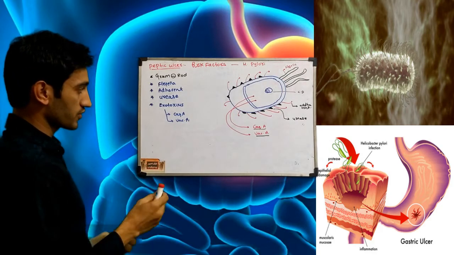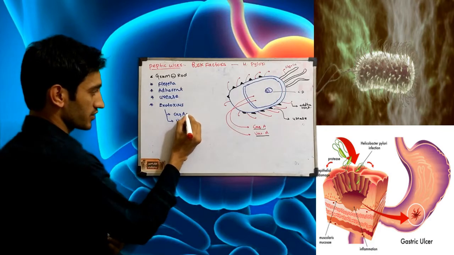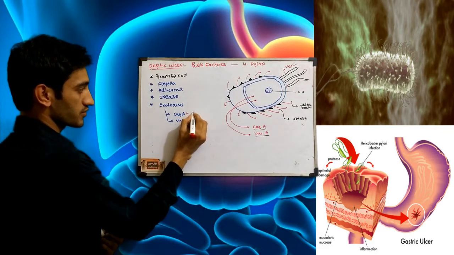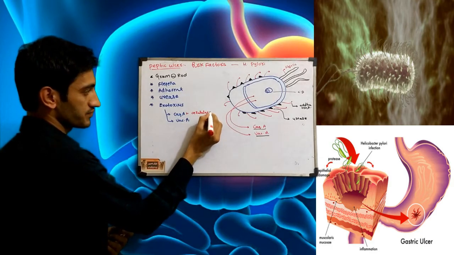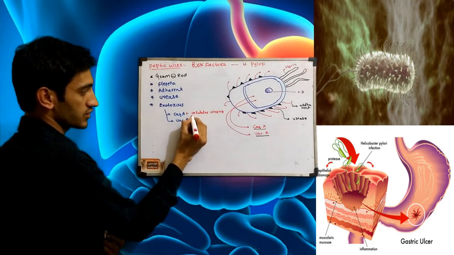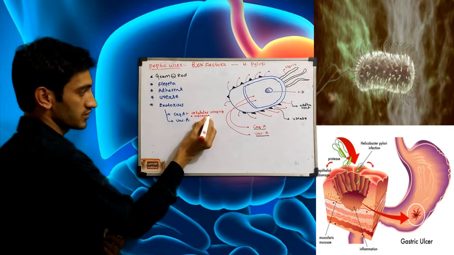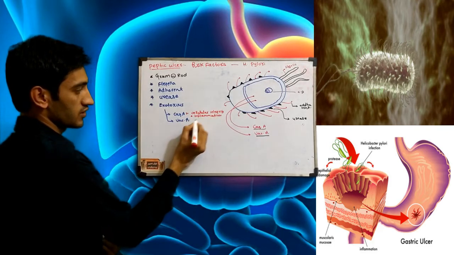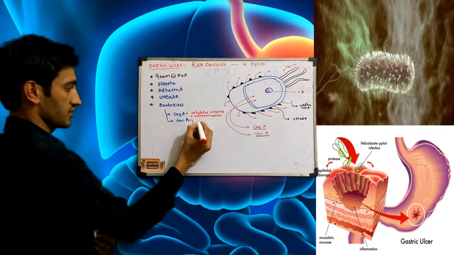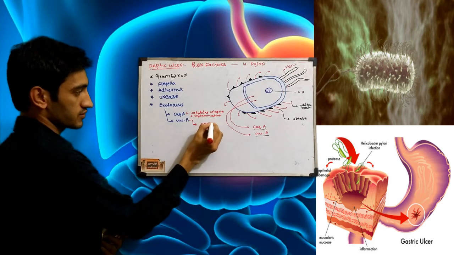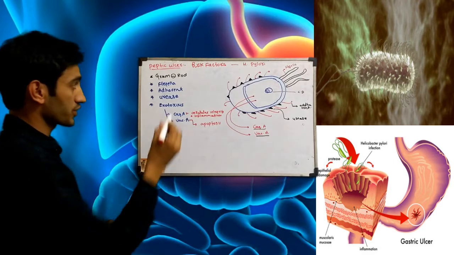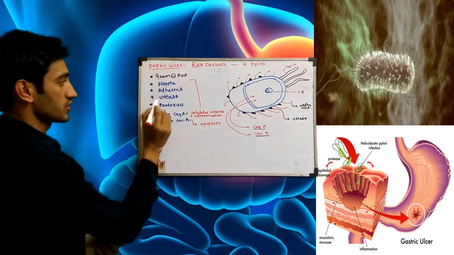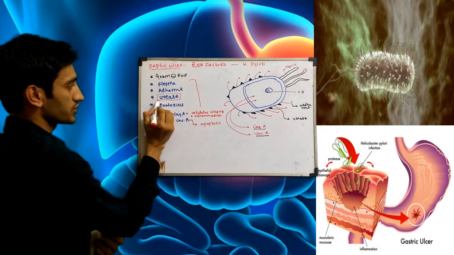Now what is the function of CagA and what is the function of VacA? CagA disrupts or destroys the cellular integrity and causes inflammation, promoting the inflammation, and VacA causes the apoptosis of epithelial cells. Now very important in all these features, the important one is urease.